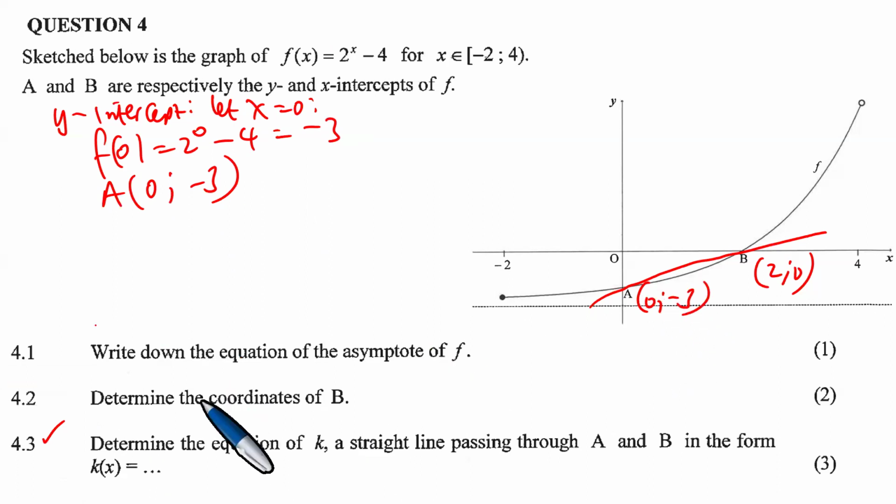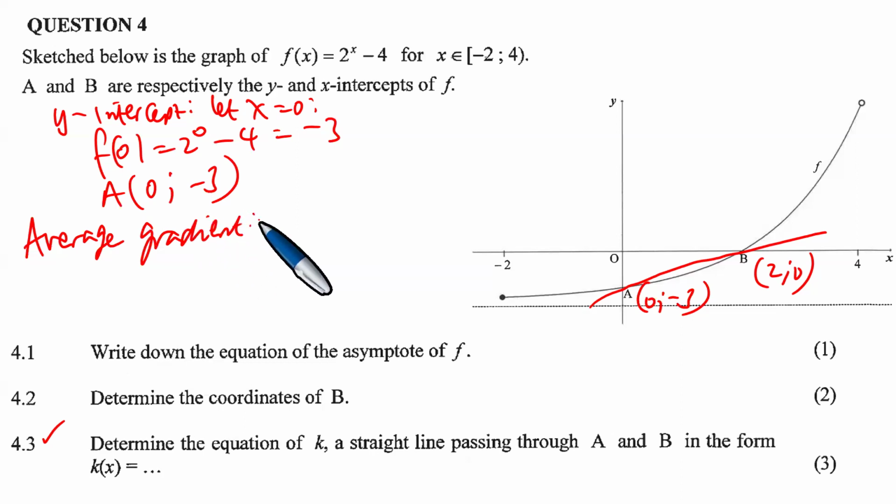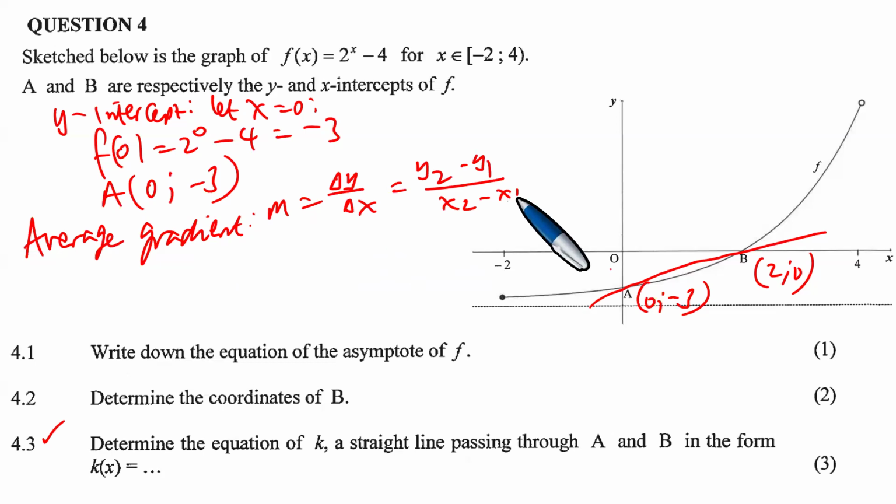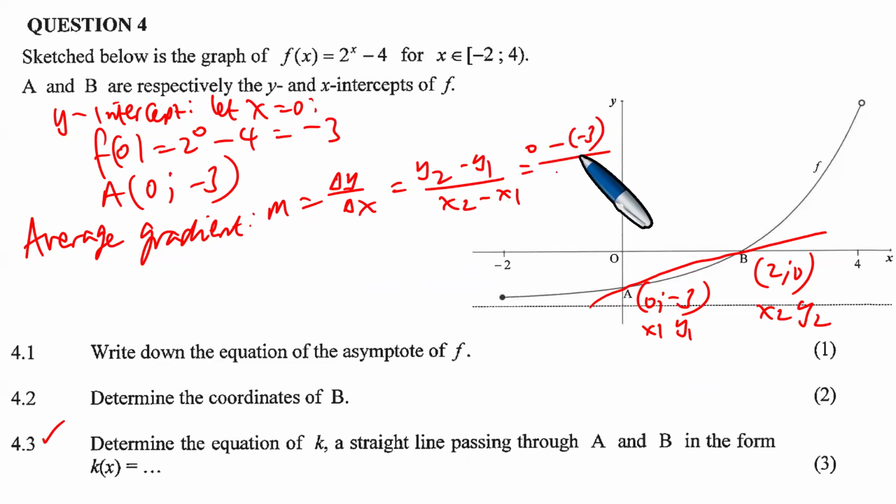Now we want to find the average gradient. The average gradient is m, which is change in y over change in x, which is y2 minus y1 over x2 minus x1. y2 is 0 minus minus 3, and x2 is 2 minus 0, which is 3 over 2. So you have 3 over 2.